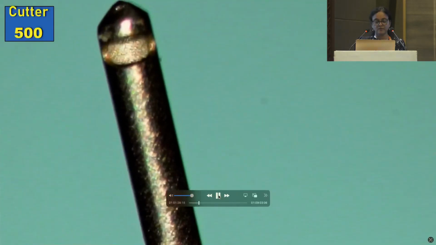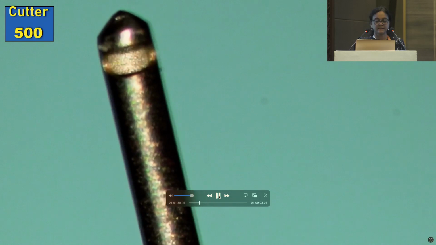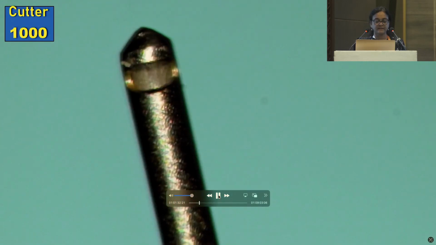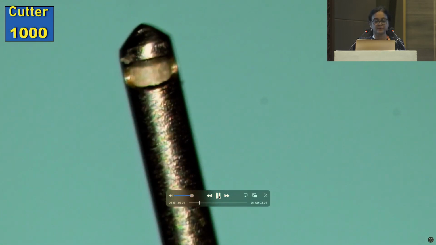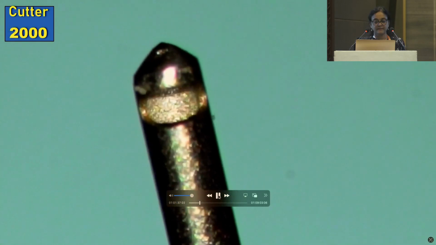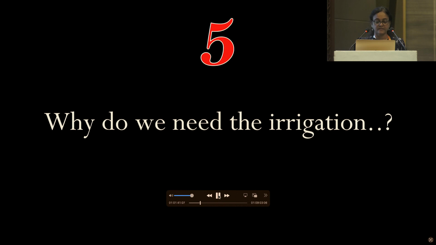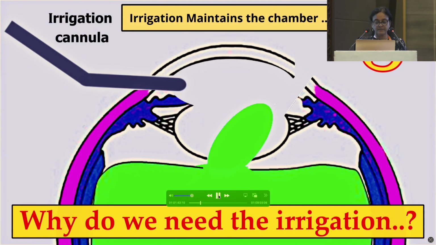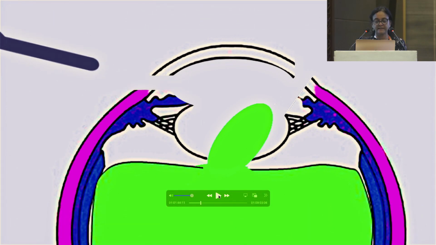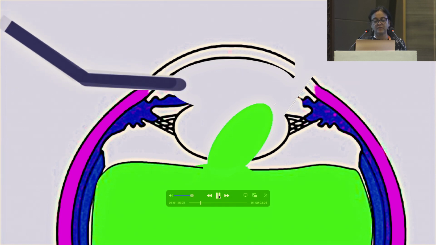So the basic components: the main component is a cutter. This is a slow cutting motion at 500 cut rates. When you increase the cutting to 1000, you are unable to see the blade which is cutting there. This is just a sample demonstration. Do we need irrigation? Yes. Why do we need irrigation? Irrigation maintains the anterior chamber and also prevents any endothelial damage.